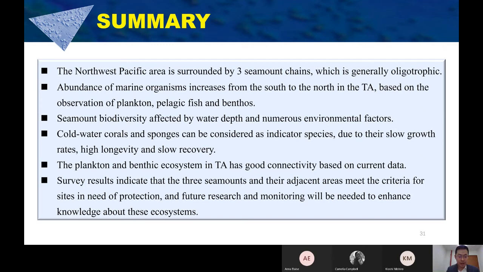So, lastly, survey results indicate that three seamounts and their adjacent area meet the criteria for the site in need of protection, and future research and monitoring will be needed to enhance knowledge about this ecosystem.